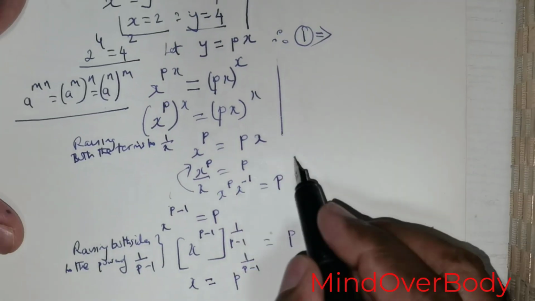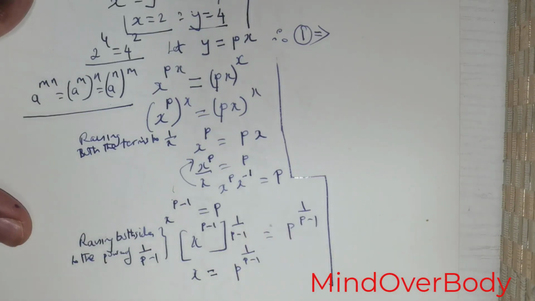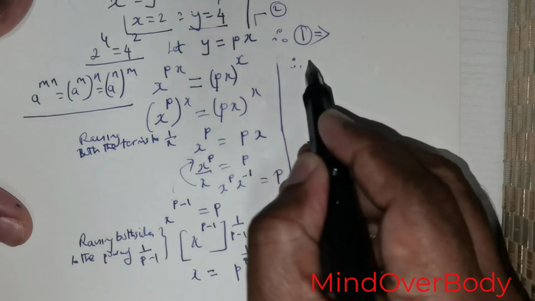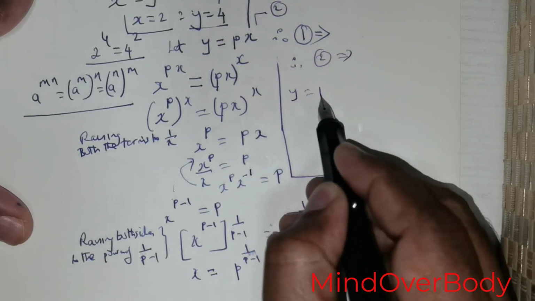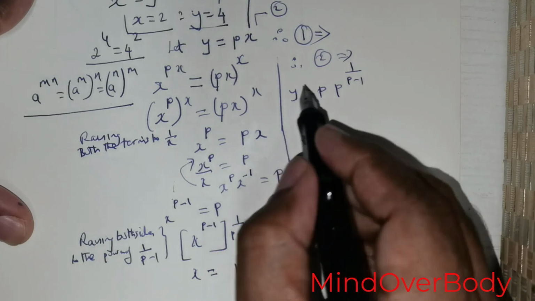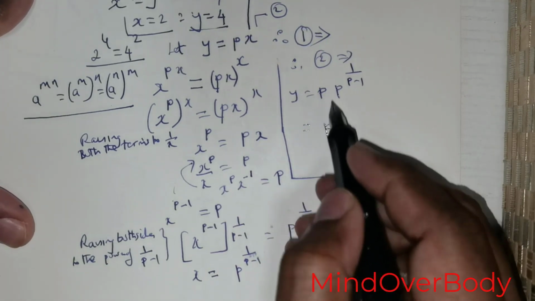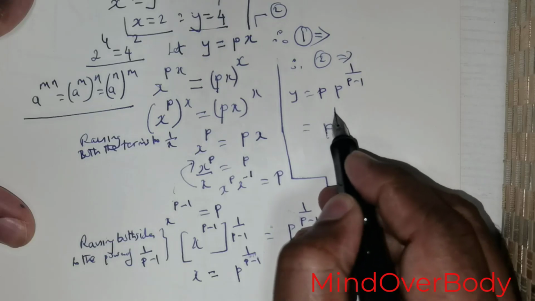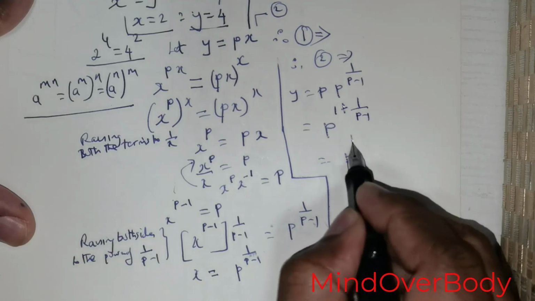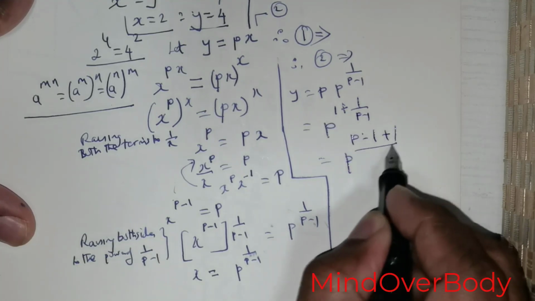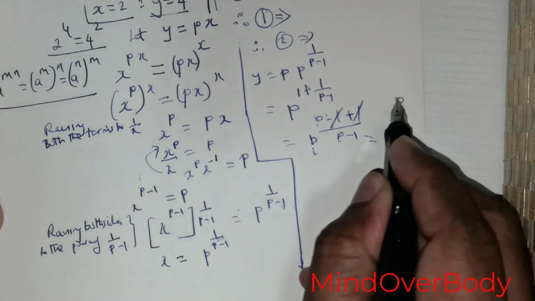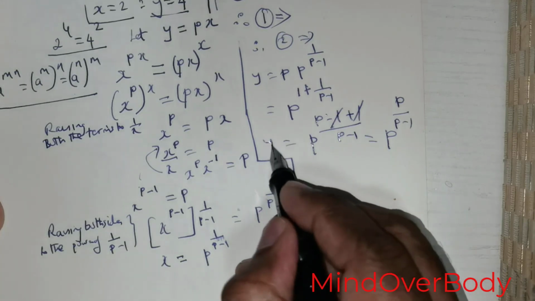Now to get my y, I need to substitute over here. So if I take this as 2, y is equal to p times p raised to the power 1 over p negative 1. This can be rewritten as p raised to the power 1 positive 1 over p negative 1, which is p raised to the power p negative 1 positive 1 divided by p negative 1. Negative 1 positive 1 gets cancelled, giving me p raised to the power p over p negative 1. So this is what I get for y.